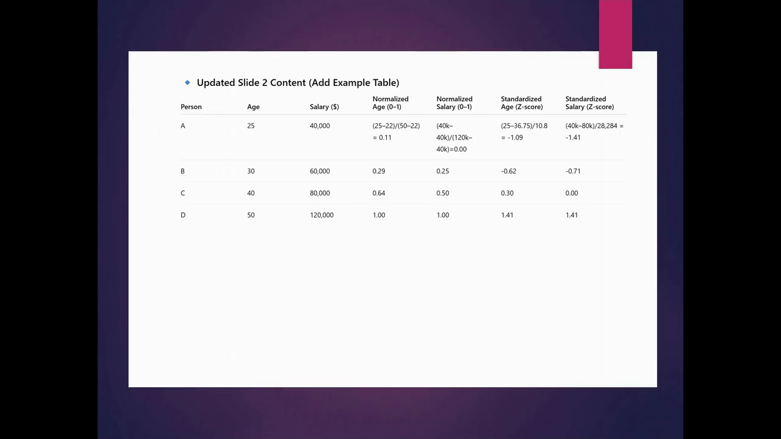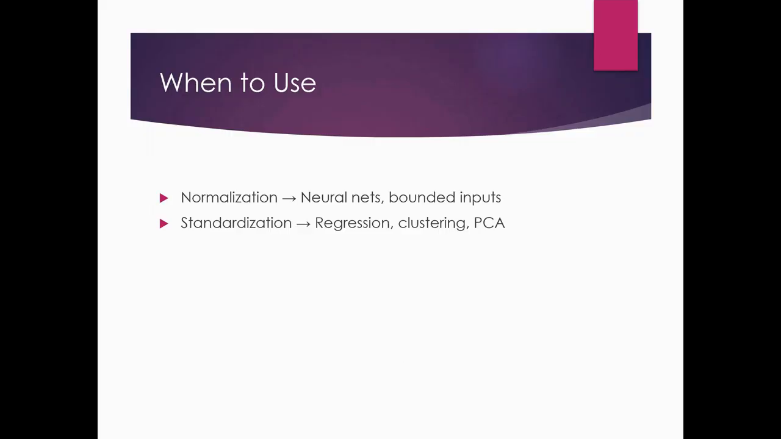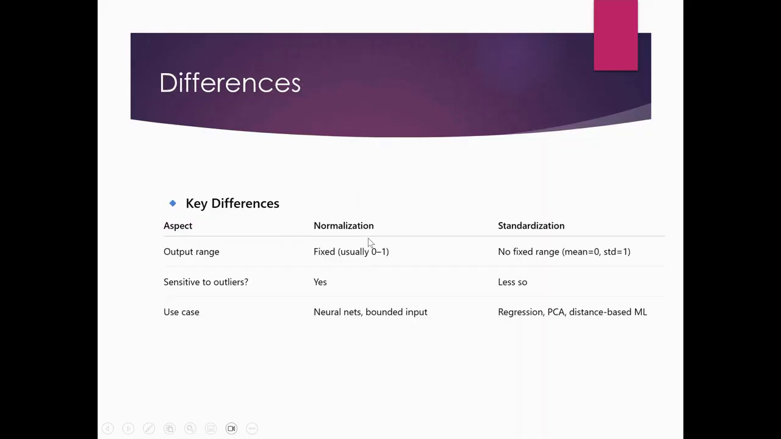I can also talk about other examples. Here the mean age is 36.75 with a standard deviation of 10.8, and the mean salary is 80,000 with a standard deviation of 28,000. For normalization, we can use neural nets and bounded inputs, and for standardization, linear and logistic regression and so on. One of the key differences is that the output range for normalization is usually 0 to 1, while there is no fixed range for standardization.